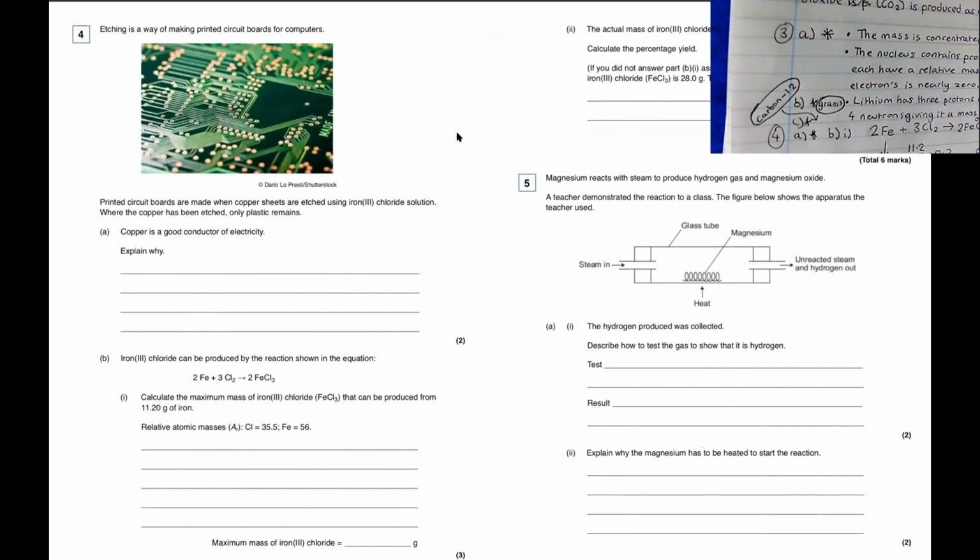Explain why. Okay, how do you approach that question, Jay? Well, I was trying to think of delocalized electrons. Well done, you're on the right track. That's a key word there. So, delocalized electrons.